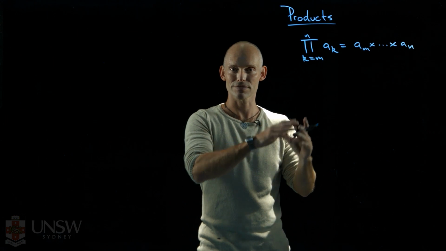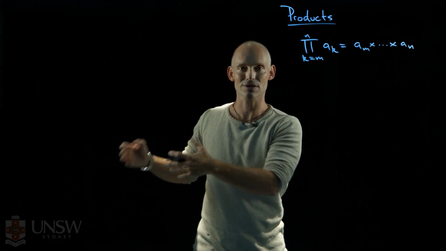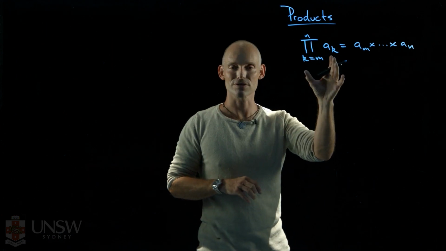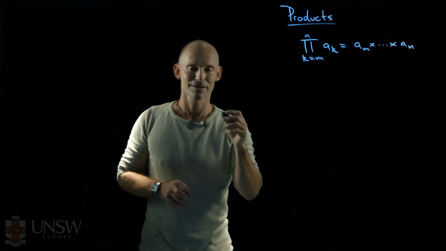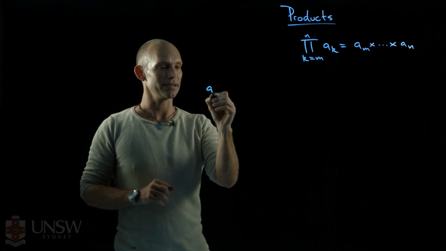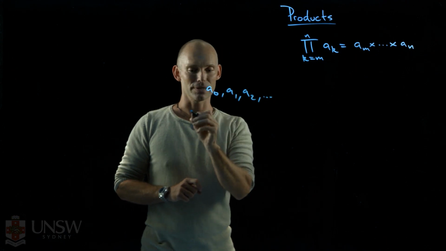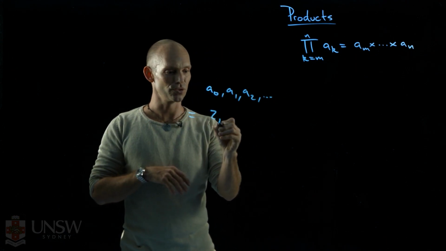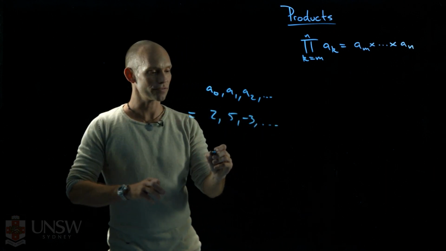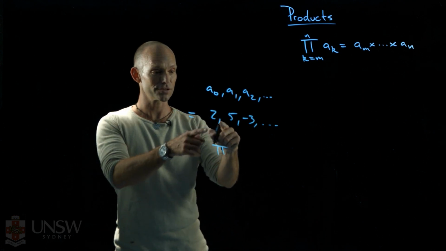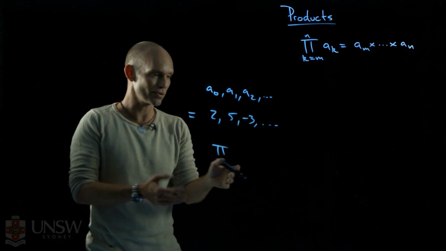It works just the same as for sums, and also when we're talking about generalized set operations for intersections and unions, the same sort of notation was valid there. So for instance, if we had the sequence, let's say A0, A1, A2, etc., to be equal to, let's say, 2, 5, minus 3, and so on. And if we wanted to find the product of the first 3 of these, which is of course a little bit silly, then we just say 2 times 5 times minus 3 is minus 30.